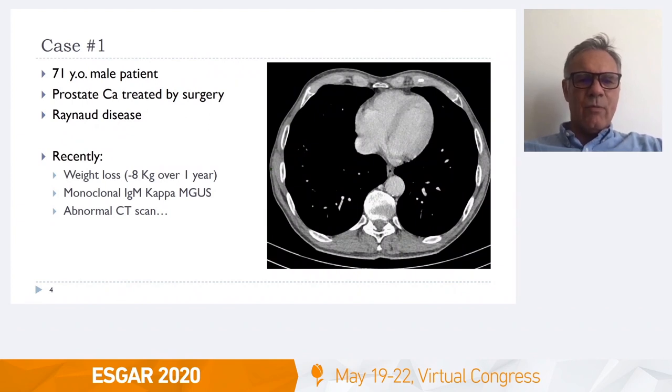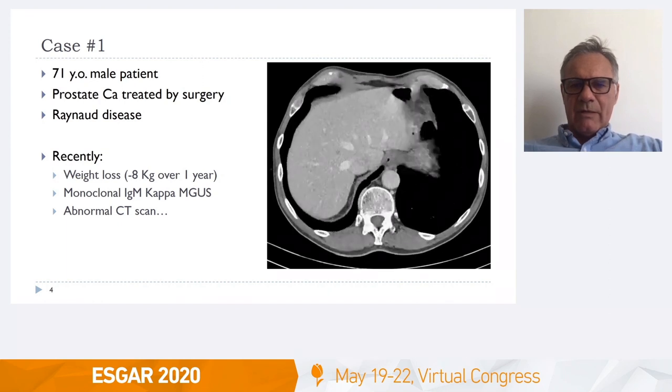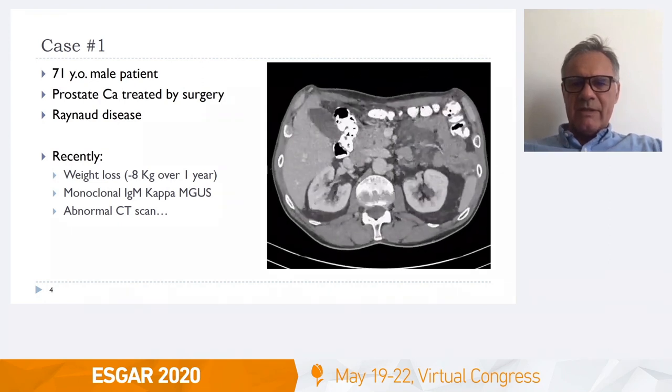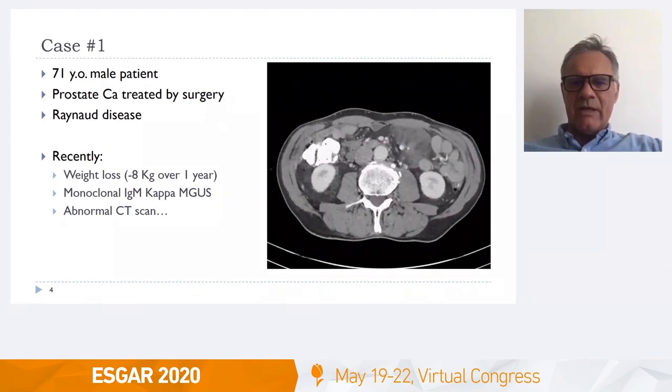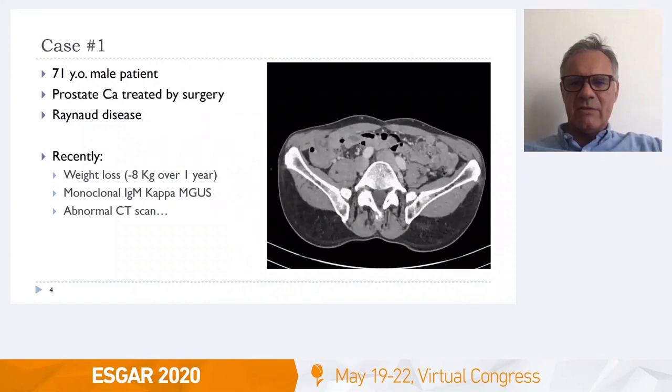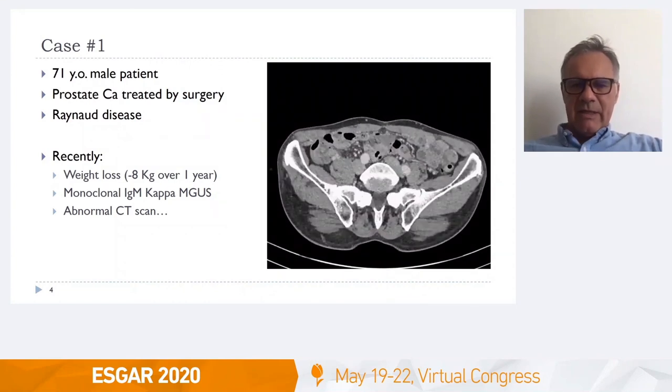He complains of weight loss, minus 8 kilograms over 1 year. And we also found monoclonal IgM kappa MGUS. And for some reason, he underwent a CT scan. This CT scan was found abnormal. So here is the CT. It runs quickly, but you will get, after, a selection of relevant images.